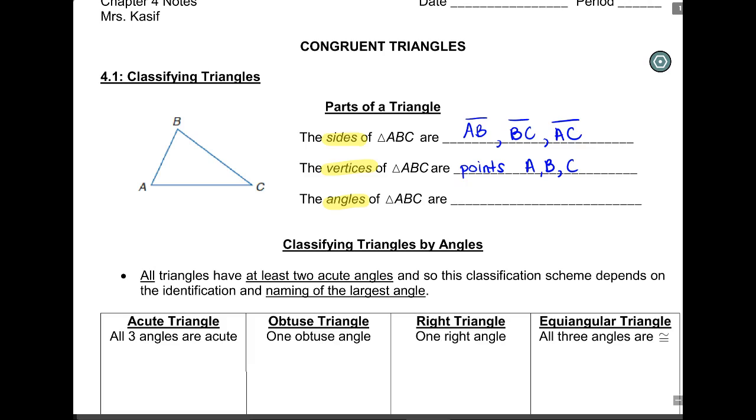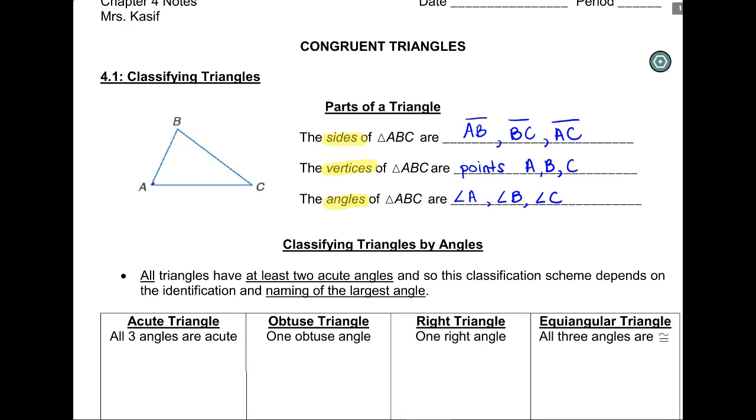So the angles. Since there's only one angle at point A, I can name this angle A, angle B, and angle C. But I could also have used three letters to describe angle A. I could have said angle BAC. But again, we don't need to overcomplicate it if it's unnecessary.